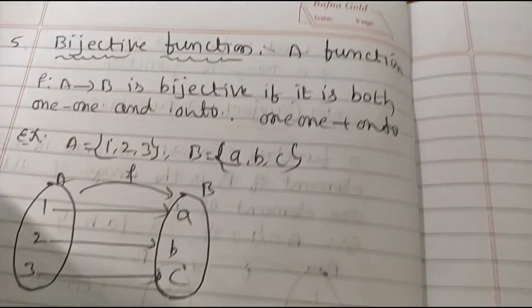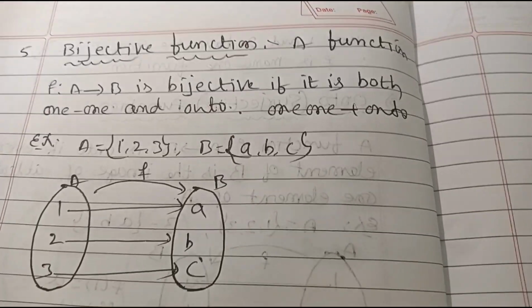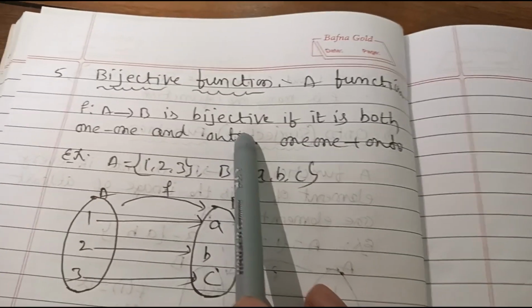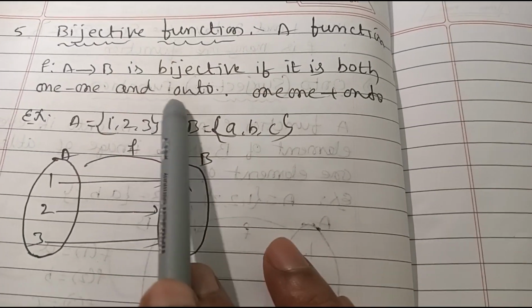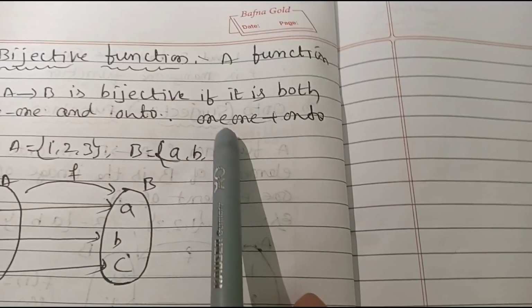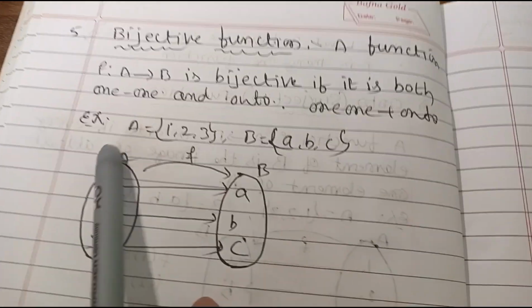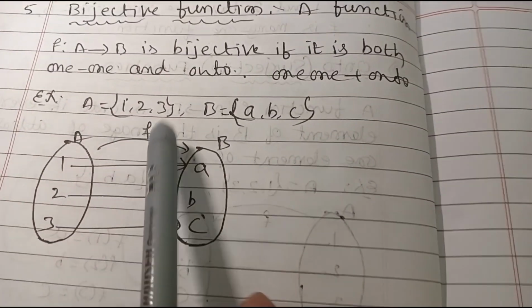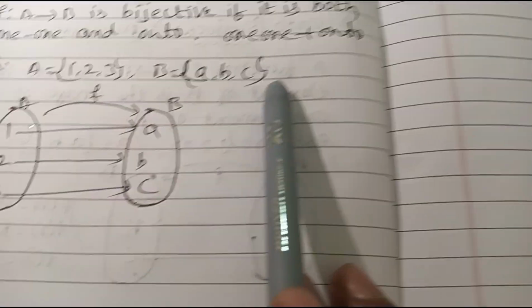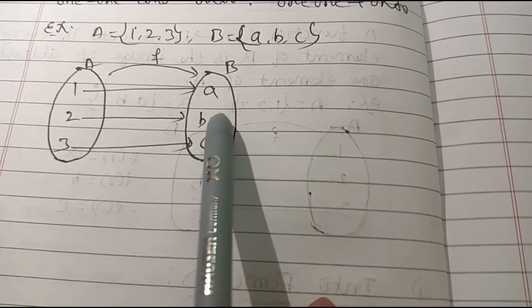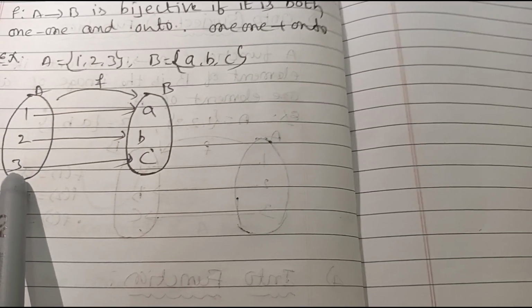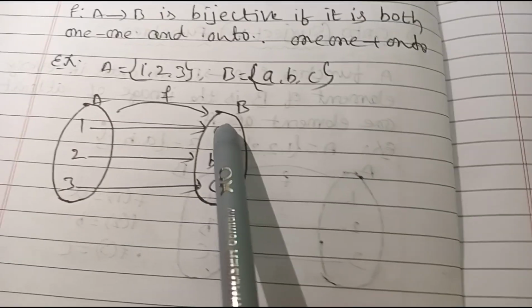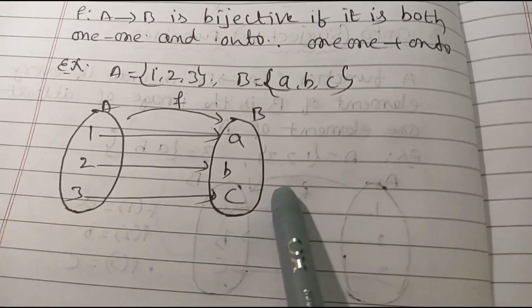Next, bijective function. A function f from set A to set B is called a bijective function if it is both one-one and onto, that is, one-one plus onto. For example, the elements of set A are 1, 2, 3, and the elements of set B are A, B, C. Here the image of 1 is A, the image of 2 is B, and the image of 3 is C. So different elements of set A have different images in set B. Therefore, it is one-one.